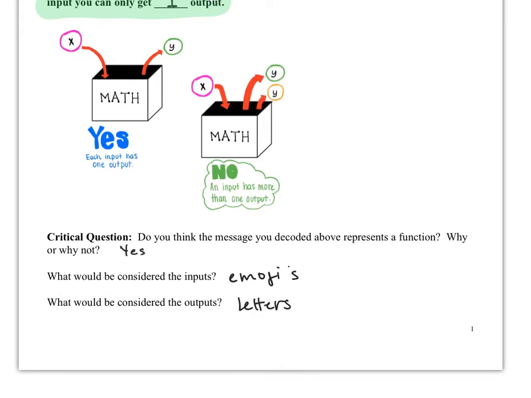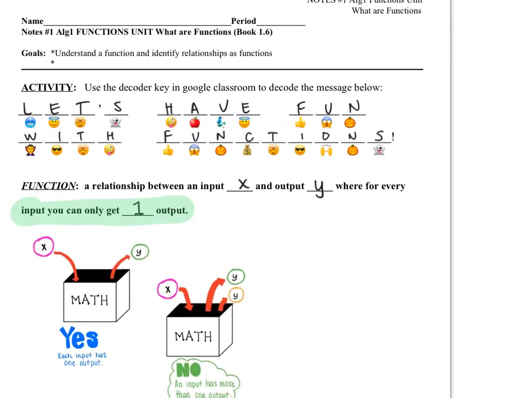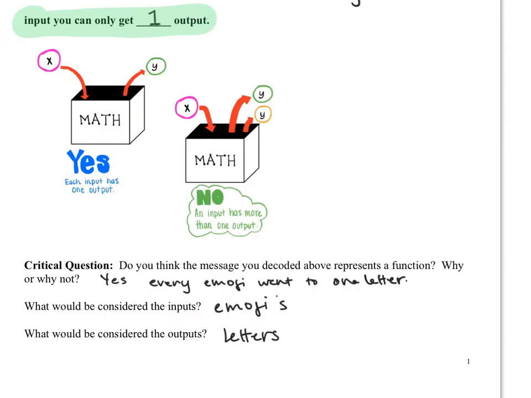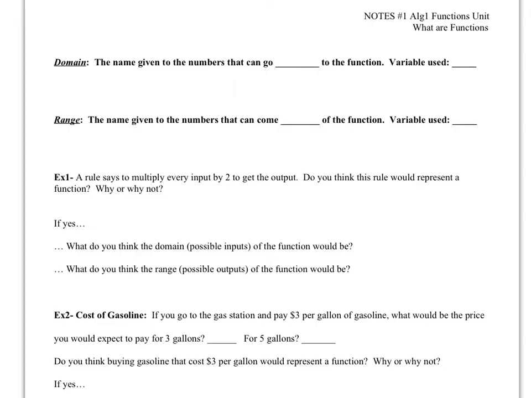Now the reason this is a function is because every emoji corresponded to only one letter. And so what I mean by that is on my decoder key, I knew that if I saw the apple, the only possibility when I picked the apple was that that corresponded to A. If the apple could have been A or maybe even like G, then that would not have been a function. But every input, every emoji had only one possible letter it could be, therefore it's a function. We're going to do this with numbers really soon to make it mathematical.